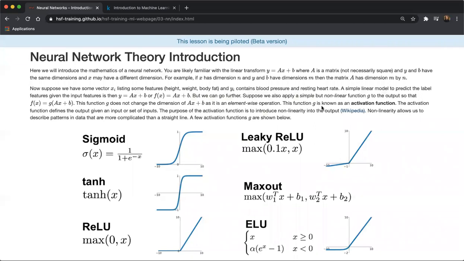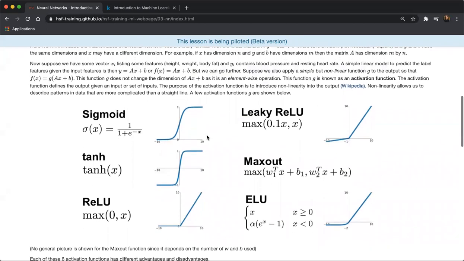This function is known as an activation function. The purpose of the activation function is to introduce nonlinearity into the output. Nonlinearity allows us to describe patterns in data that are more complicated than a straight line. For example, functions are shown below.